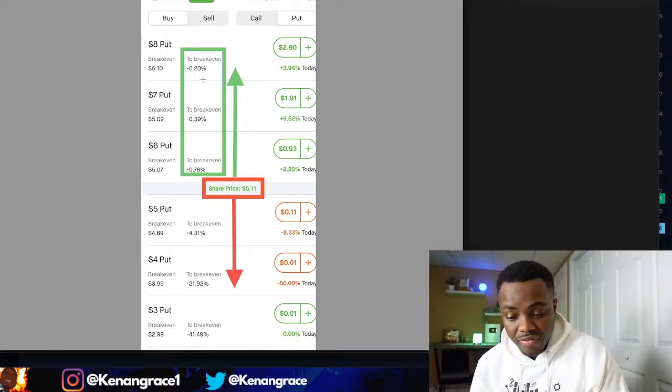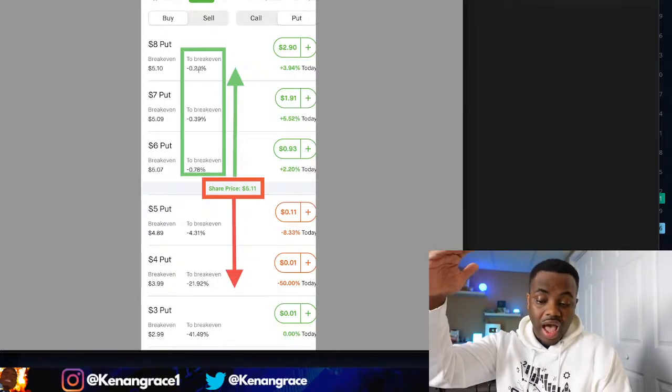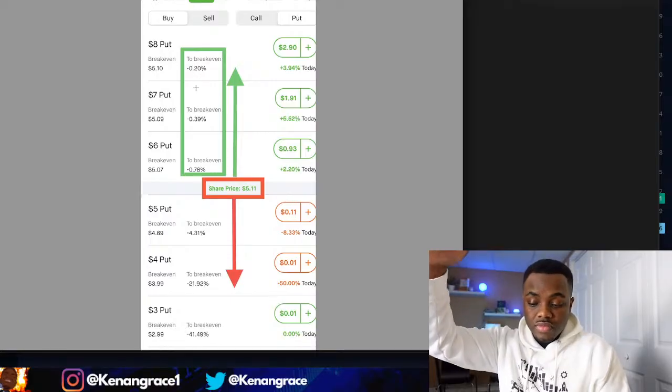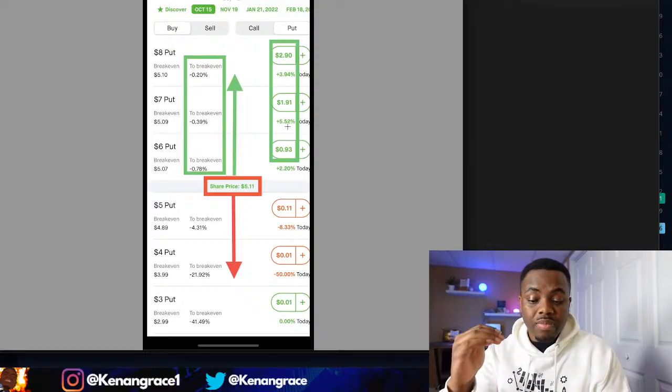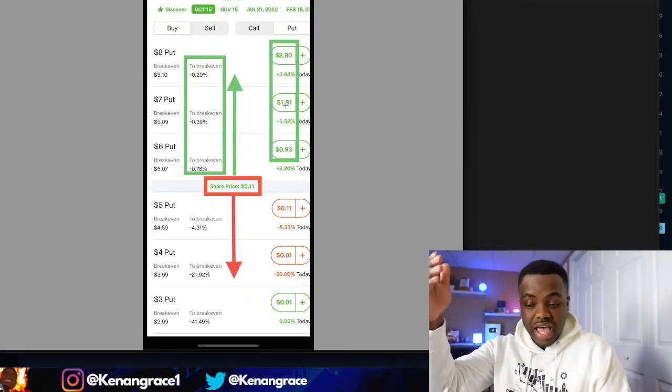We talked about the break evens, and notice that the break evens, the deeper in the money you go, the lower the break even is. The deeper in the money you go, the higher up you go, the lower the break even. Same thing is true in terms of the price. The deeper in the money you go, the higher the price. So you're paying to have less risk.